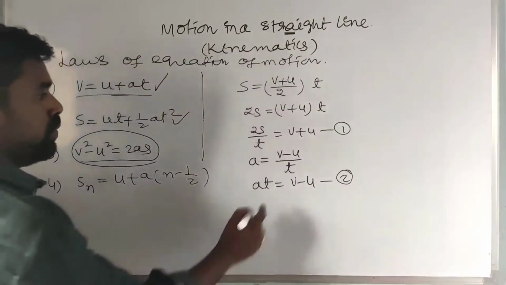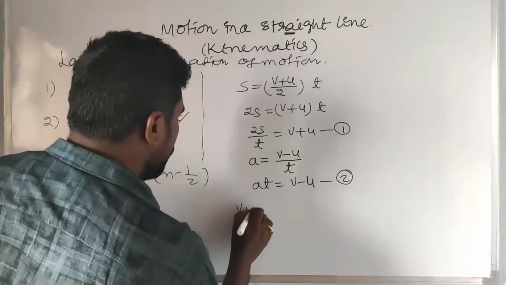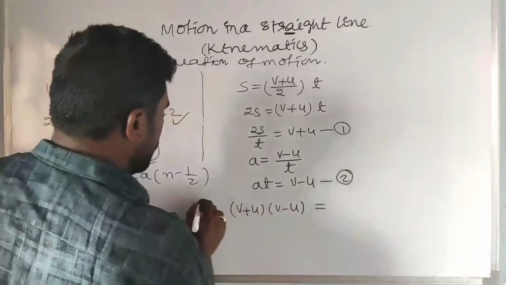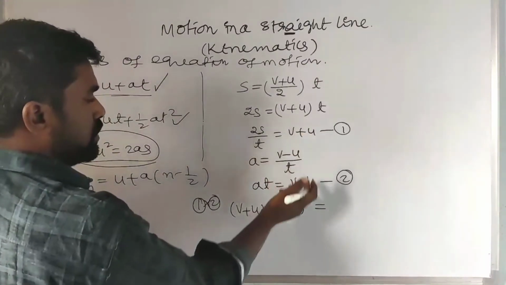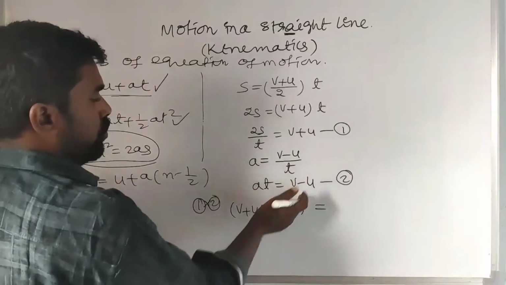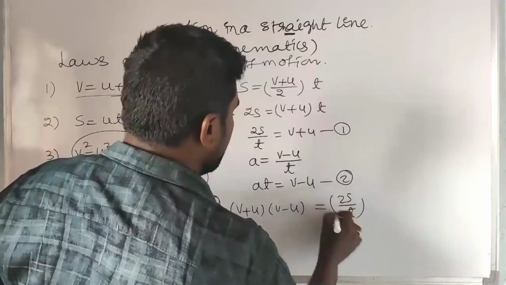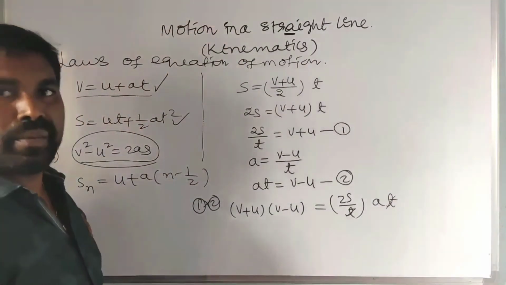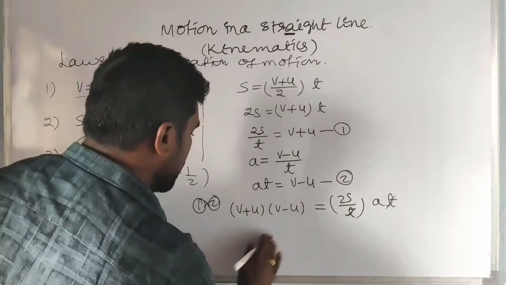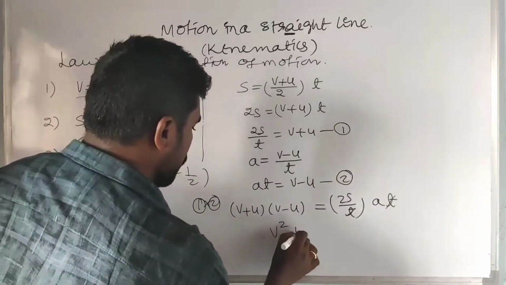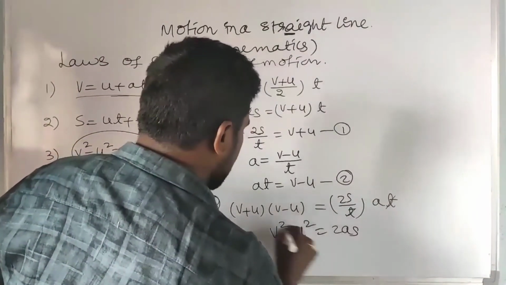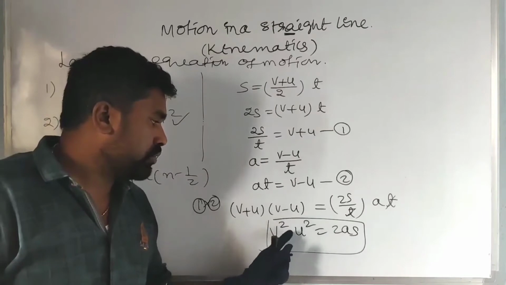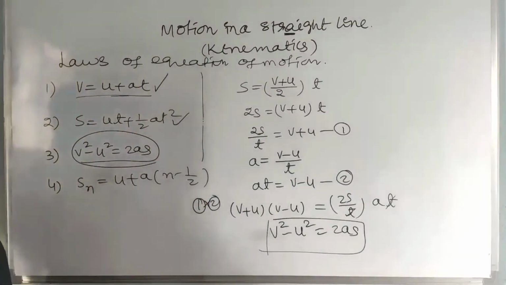From equations 1 and 2, you have to multiply (V plus U) into (V minus U). You just do 1 into 2, LHS into LHS, RHS into RHS. So (V plus U) into (V minus U) is equal to 2S by T into AT, where T gets cancelled. (V plus U) into (V minus U) is like (a plus b) into (a minus b), which is a square minus b square. So V square minus U square is equal to 2AS. These are the fundamental equations of the laws of equation of motion.